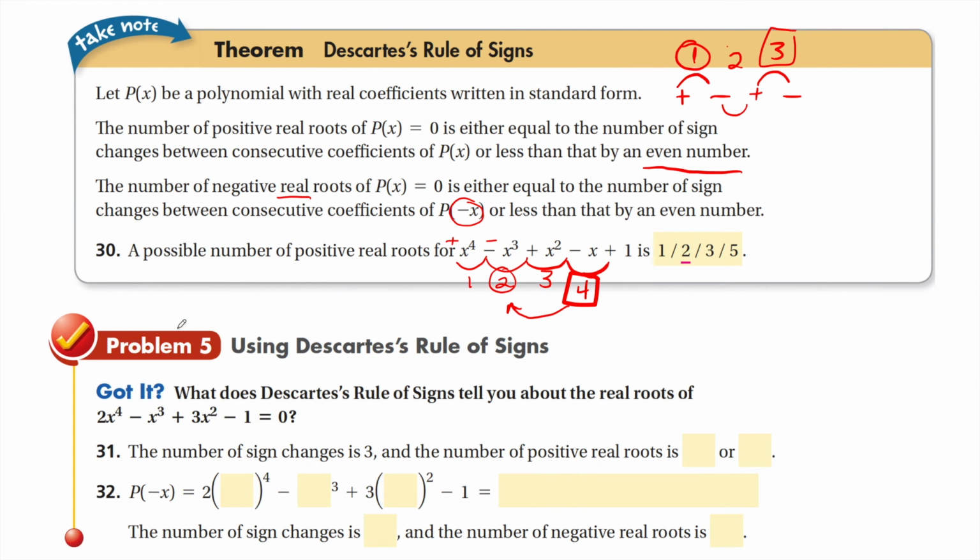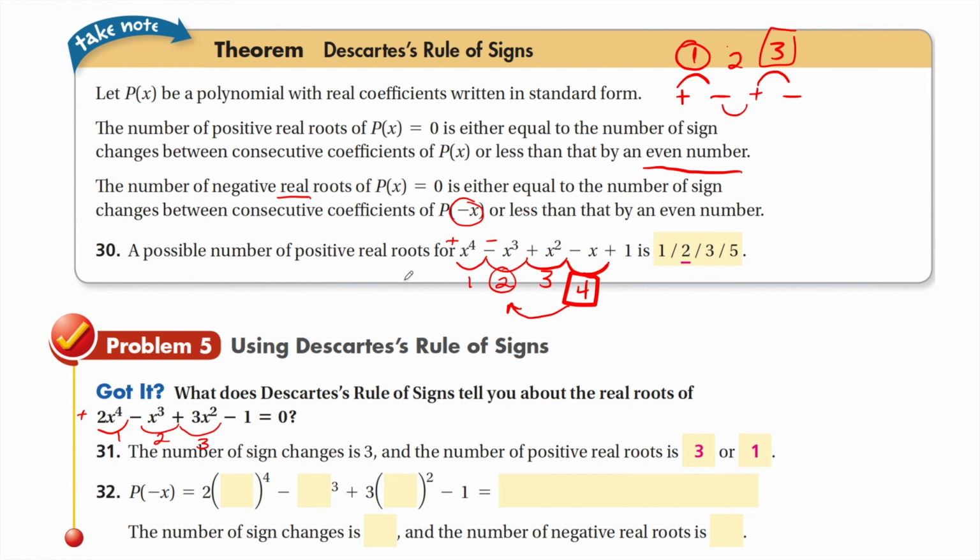So let's jump into problem number 5, knowing Descartes' rule of signs. What does Descartes' rule of signs tell you about the real roots of 2x to the 4th minus x to the 3rd plus 3x squared minus 1 equals 0? Well, the number of sign changes is 3 because it goes from positive to a negative, which is 1, negative to a positive, which is 2, and last but not least, positive to a negative, which is 3. And therefore, we're either going to have 3 or 1 possible real positive solutions or roots.